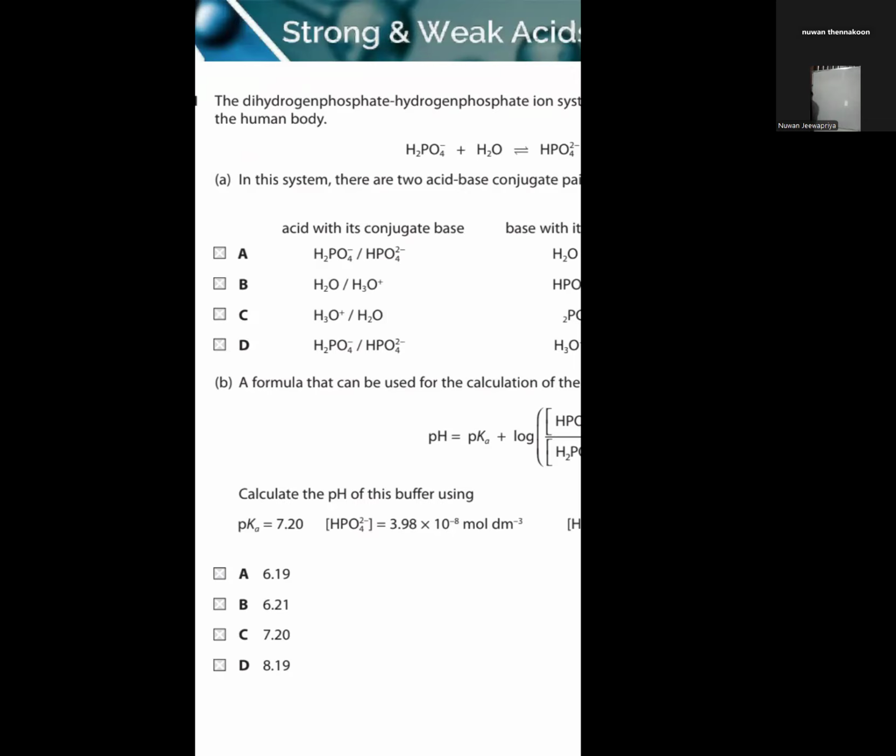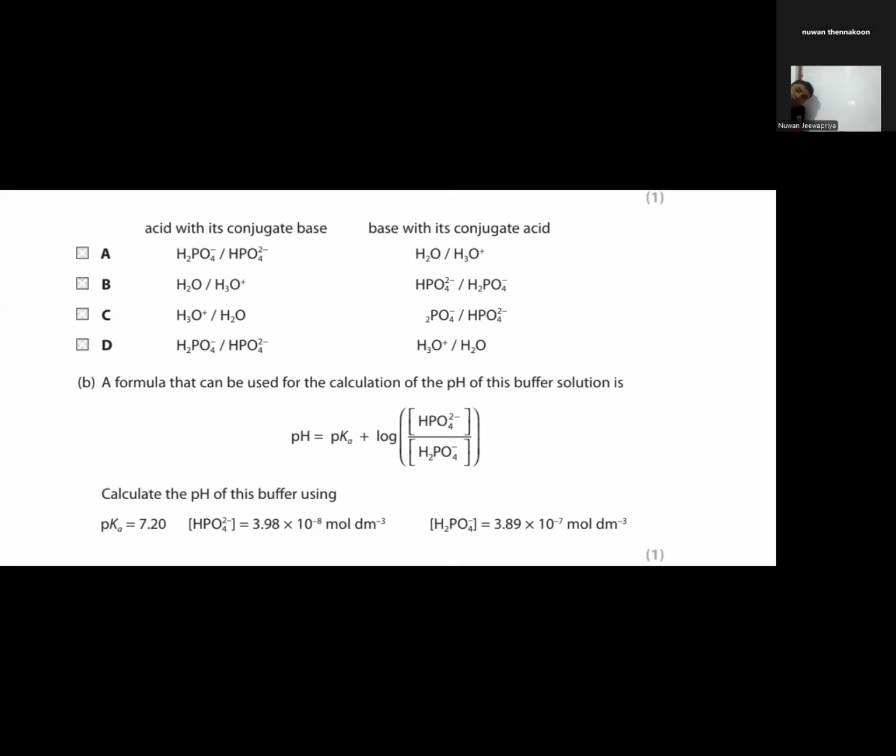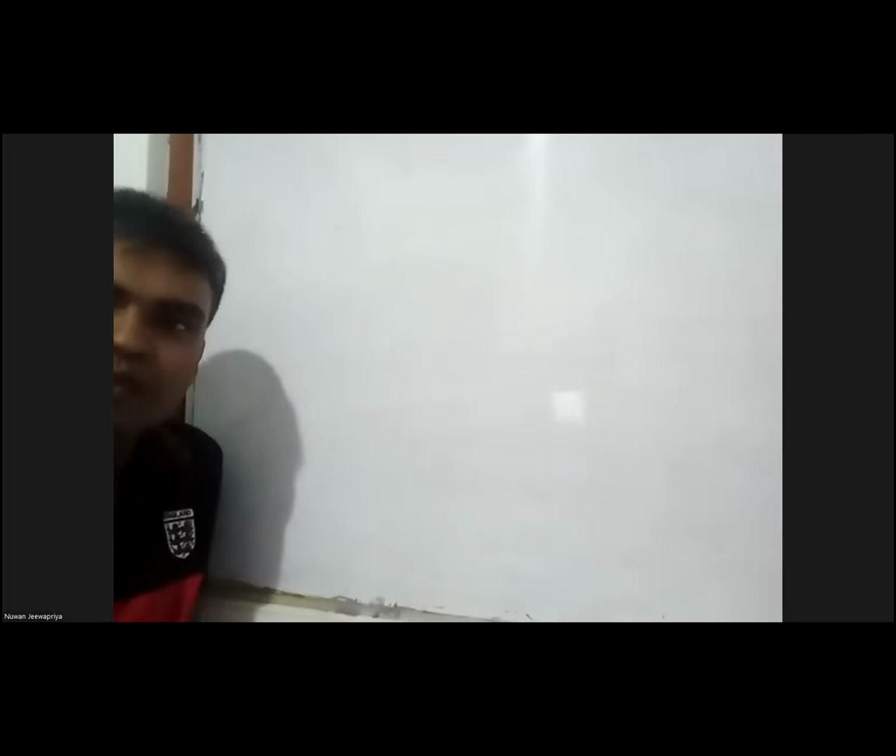Dihydrogen phosphate and hydrogen phosphate ion is an important buffer in the human body. In this system, there are two acid-base conjugate pairs. You have the question with you, so I will not show it any longer. You can see the question in your tute. So now it is something like this.